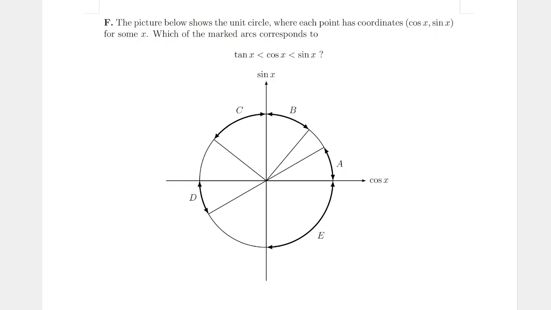All right, question F. The picture below shows the unit circle, where each point has coordinates cos x, sin x for some x. Which of the following marked arcs corresponds to tan x less than cos x less than sin x? Okay, so the axes are sin x and cos x.